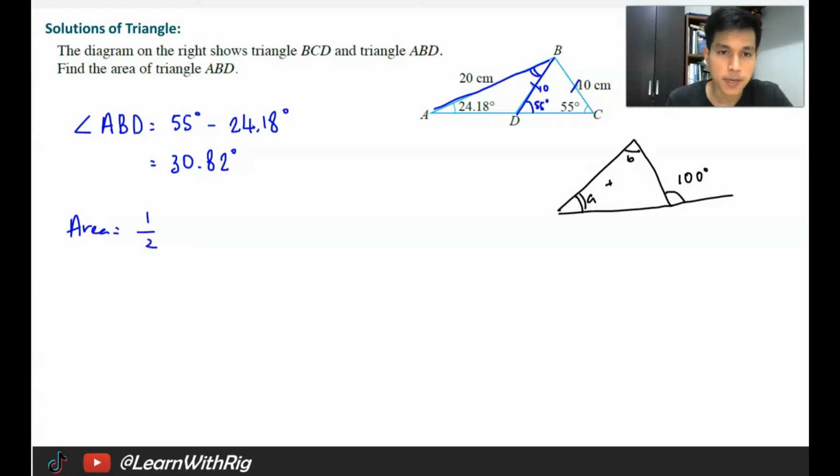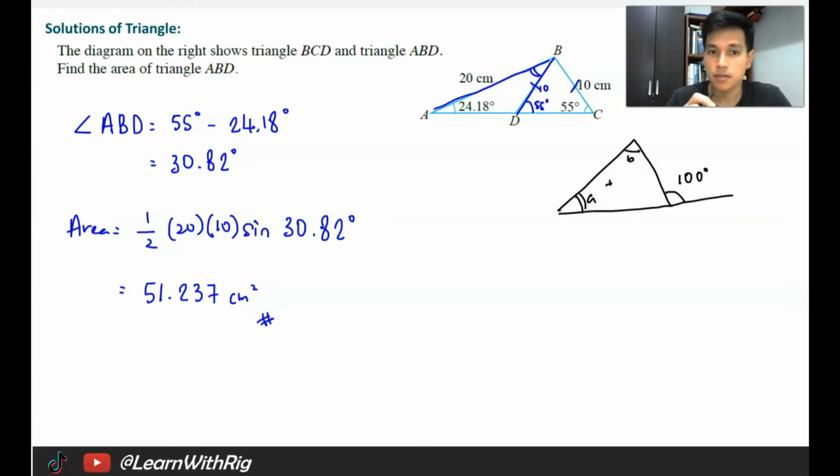1 over 2 AB sine C, right? So where A is this and B is the two lengths next to the angle. So 20 times 10 times sine C, where C is the angle, which is 30.82. You key this in your calculator, you get 51.237 cm square. Now you might get a different answer, maybe a certain decimal different. If it's not too far from this answer, it's fine. But if you get like 52, then it's something else. You should get at least 51.23 something. So this is your answer.